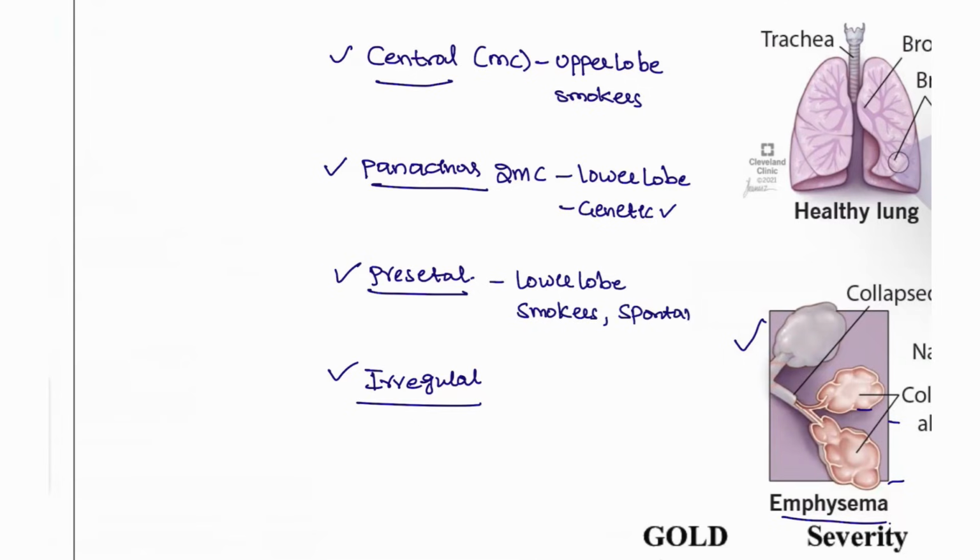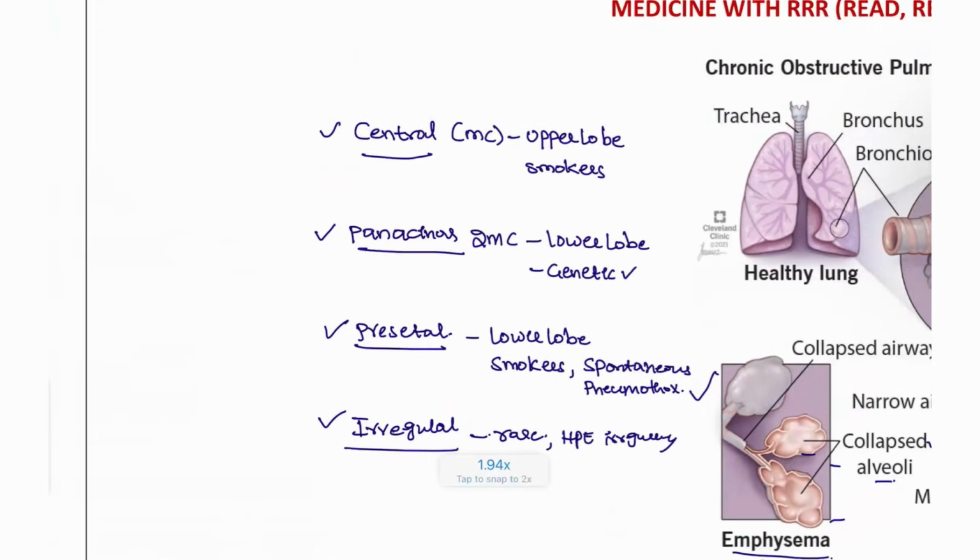Spontaneous pneumothorax. Next, the irregular one. Histopathology: you are going to see this in histopathology. Irregularity will be seen in the structure. That is the irregularity. Next, how can you see this one? The structures will be the central one.